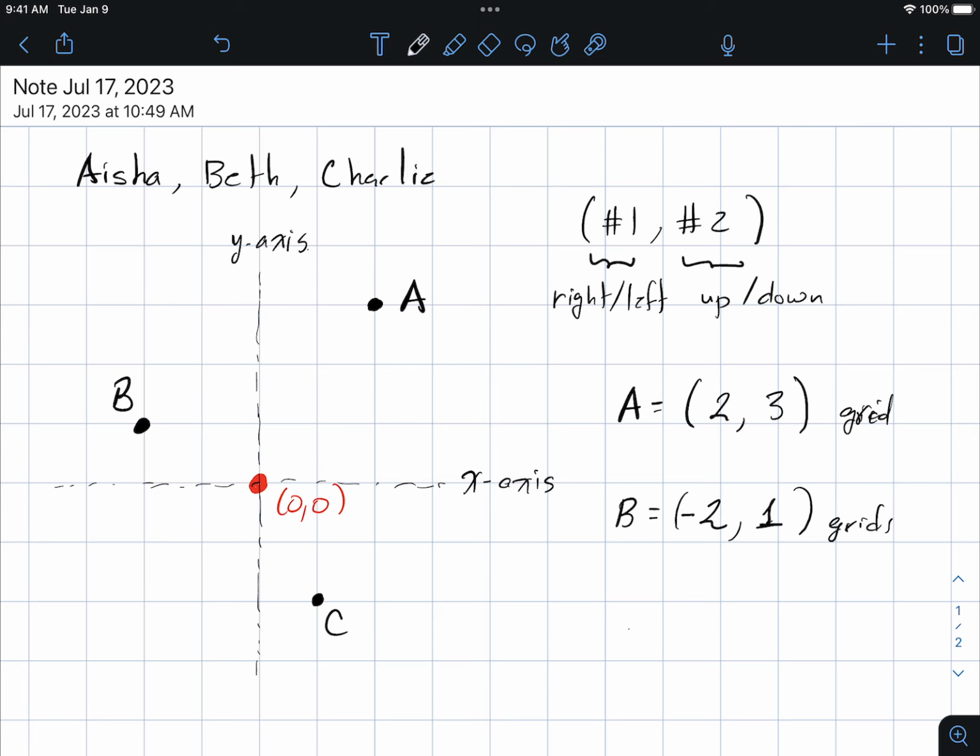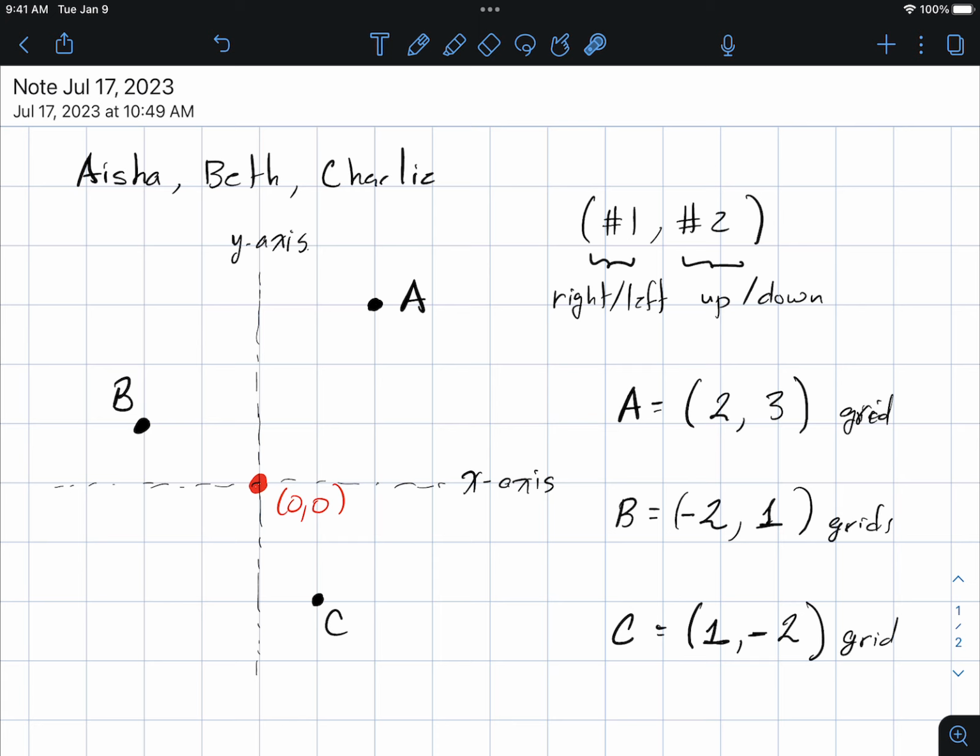And finally, if I look at Charlie, let's look at Charlie over here. I have to move 1 to the right and then 1 and 2 down. So it's going to be the same kind of idea. I have to move 1 to the right, and to signify that I move down instead of up, I'm going to put a minus sign. So minus 2. And that is going to be Charlie's position. So again, this minus tells me that I'm moving down instead of up. This minus over here tells me that I'm moving left instead of right.